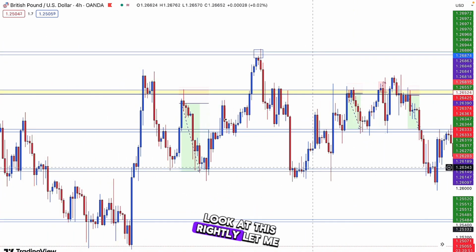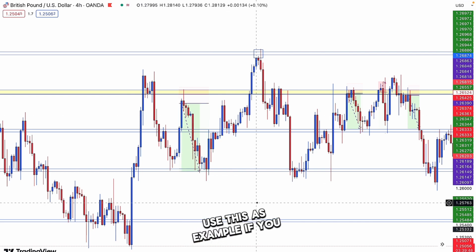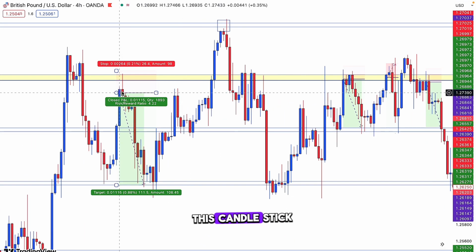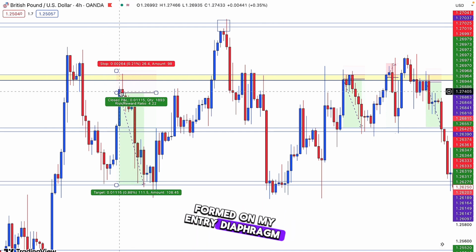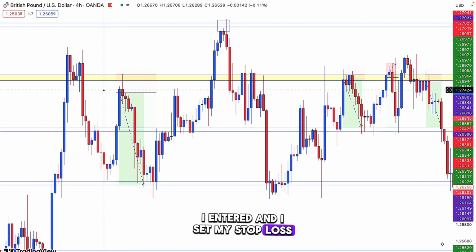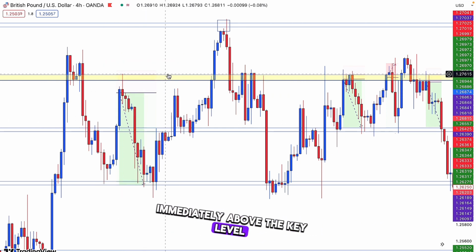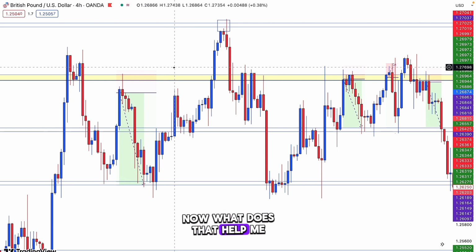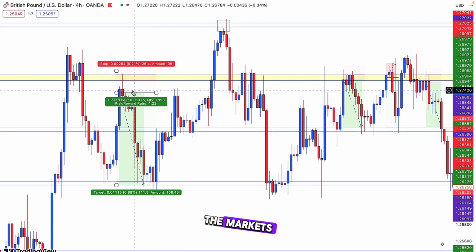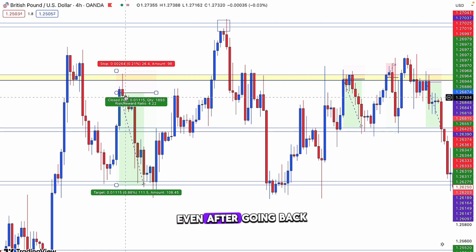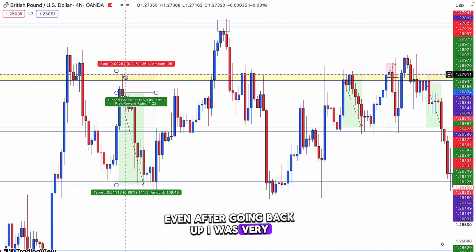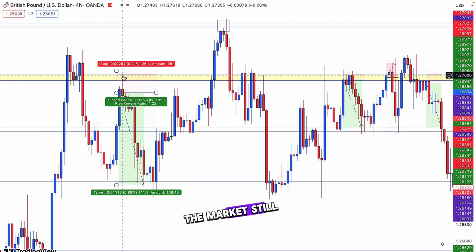Look at this rightly. Let me use this as an example. If you look closely, you're going to understand that this candlestick is a Harami candlestick, right? The combination of both of them is a Harami candlestick. What did I do? The moment the Harami candlestick formed on my entry time frame, I entered and I set my stop loss immediately above the key level. Now, what did that help me do? The market started going in profit. Even after going back up, I was very close to getting stopped out. The market still went back in.